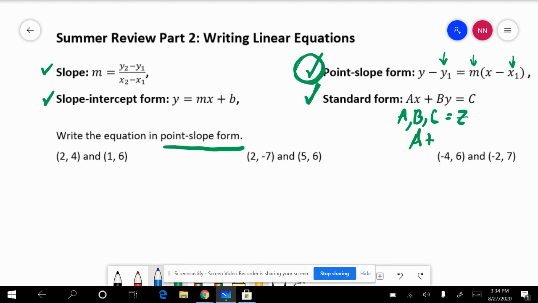That means we're going to find the slope first. We're going to take our second y minus our first y. We're going to take our second x minus our first x. That gives us 2 over negative 1, which is negative 2.